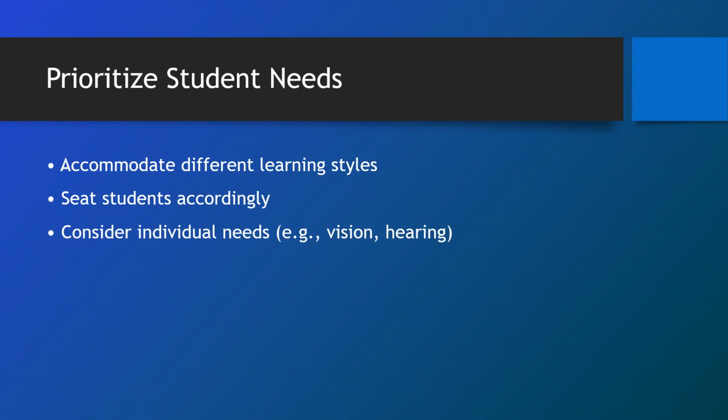Consider individual student needs when arranging your classroom. Place visual learners where they can see the board clearly, auditory learners where they can hear best, and ensure students with specific needs, such as those with vision or hearing impairments, are appropriately accommodated.